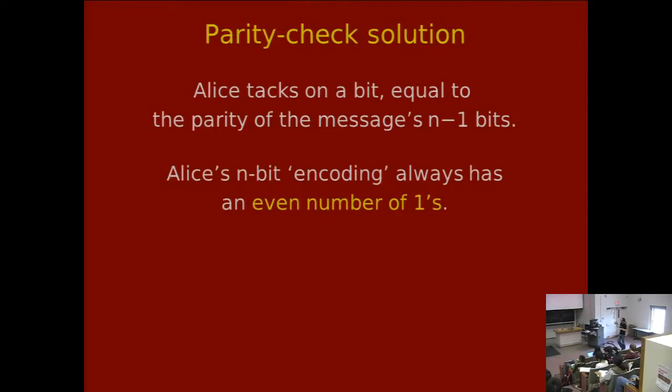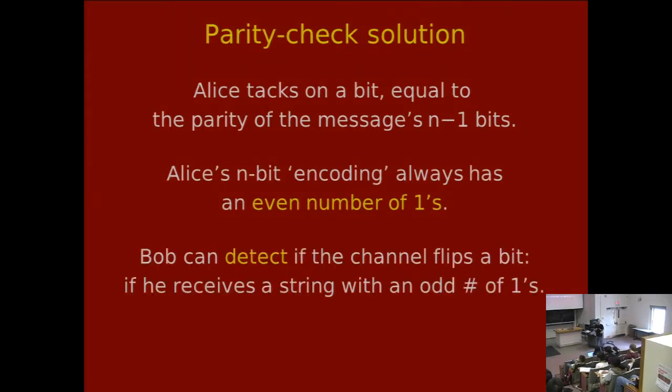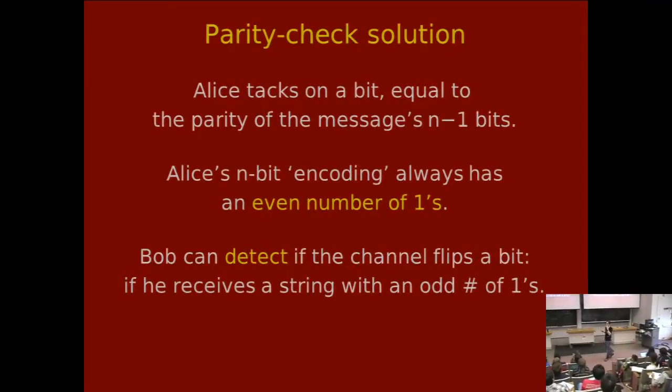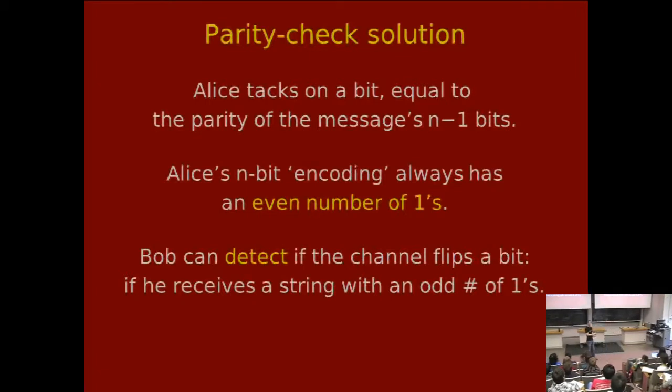So she only uses n bits, has an even number of ones, and now Bob can tell if there was an error in transmission, assuming he was promised that there'll be either 0 or 1, right? If he sees an even number of ones, he's like, great, I got it exactly. If he sees an odd number of ones, then he knows there was a corruption somewhere.